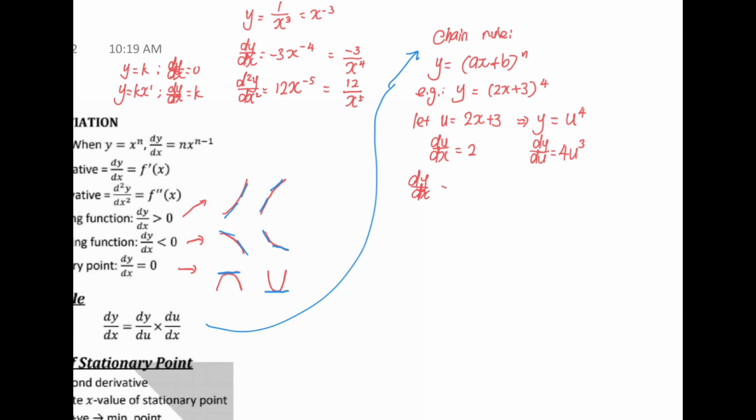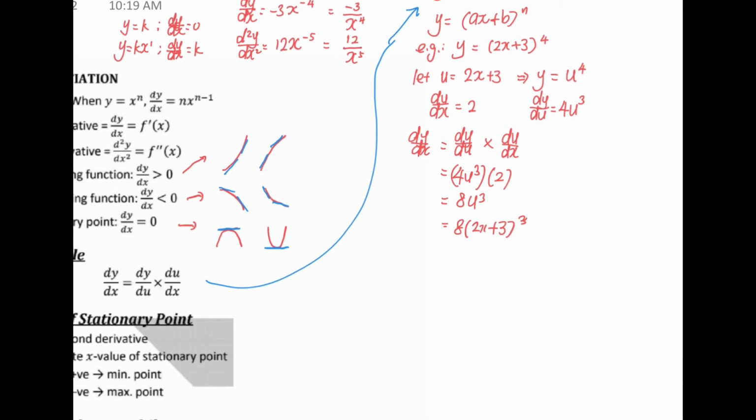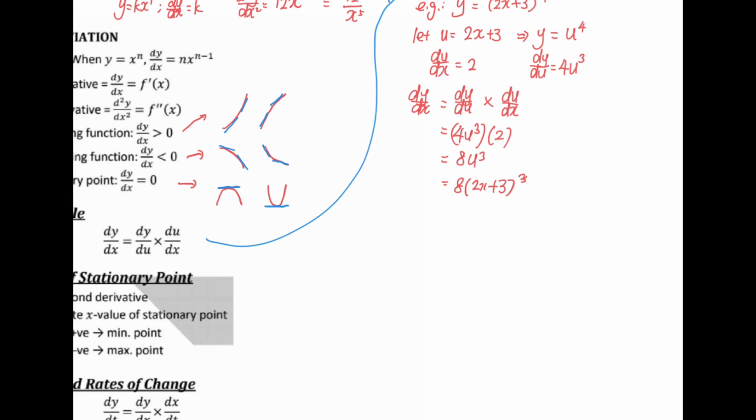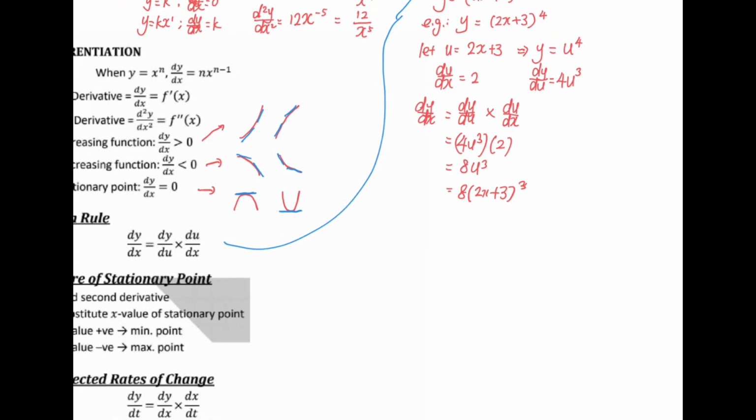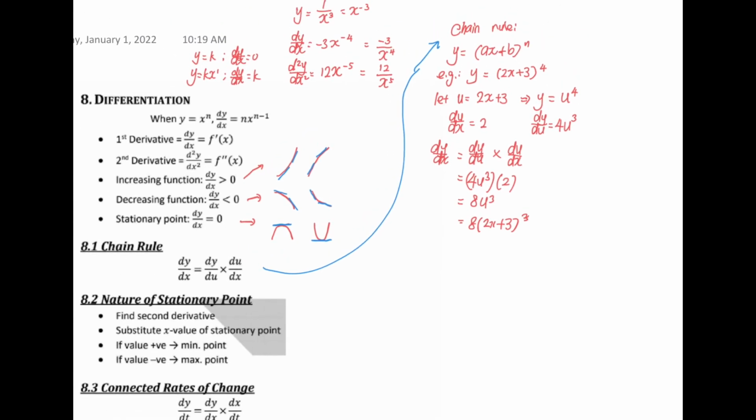dy/dx equals dy/du times du/dx. dy/du is 4u cubed, du/dx is 2. So 8u cubed. The u is 2x plus 3, so 8 times (2x plus 3) cubed. Okay, so that is how we apply the chain rule.